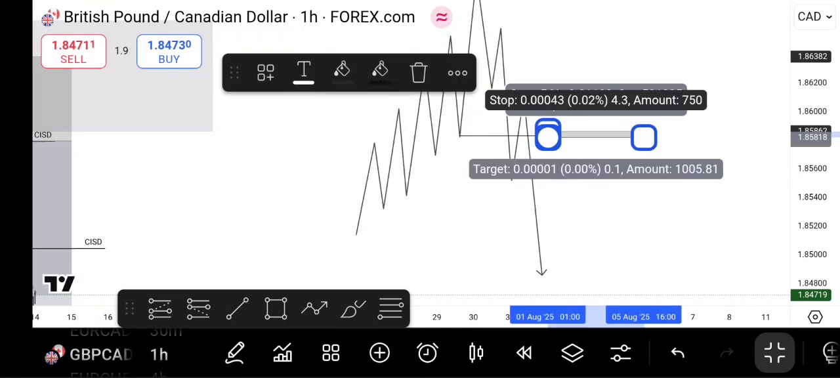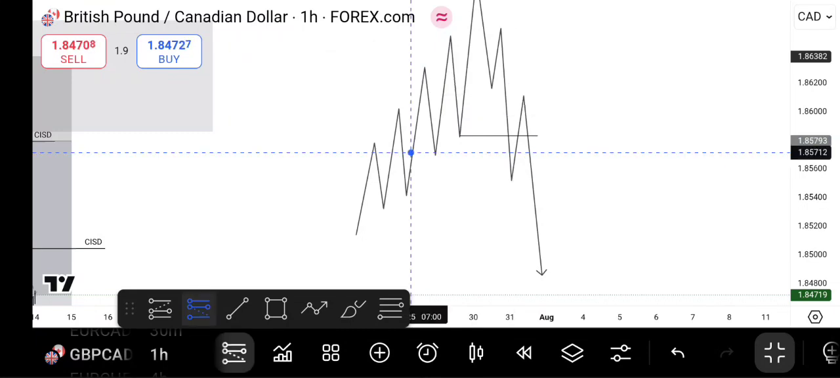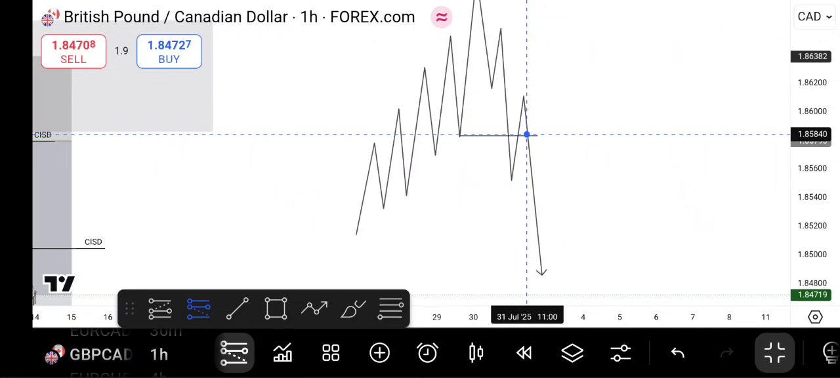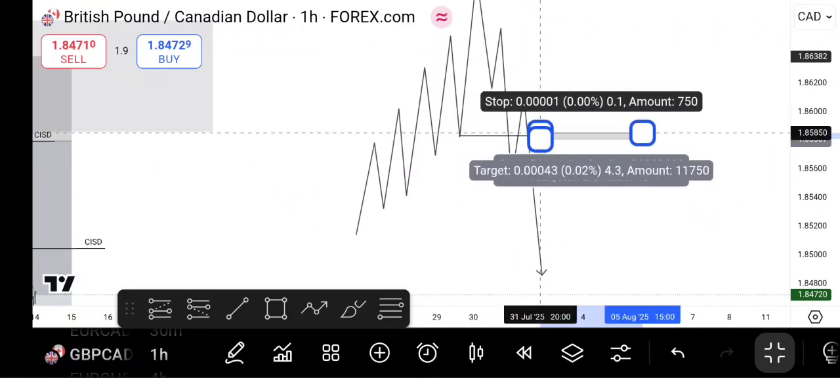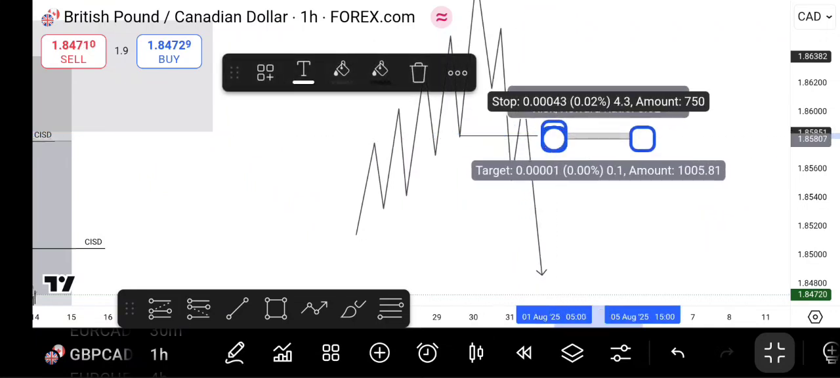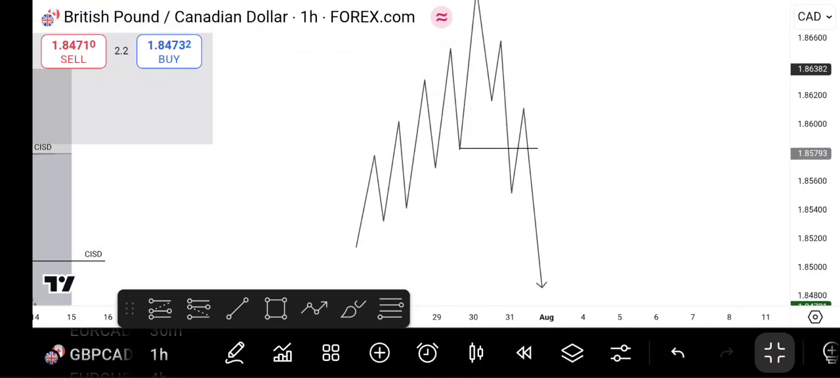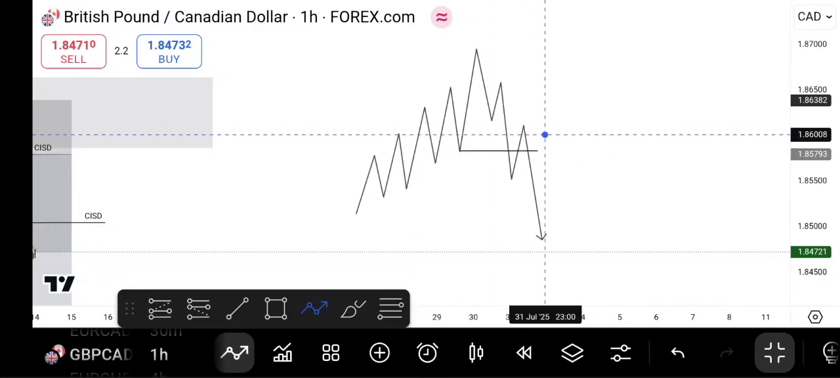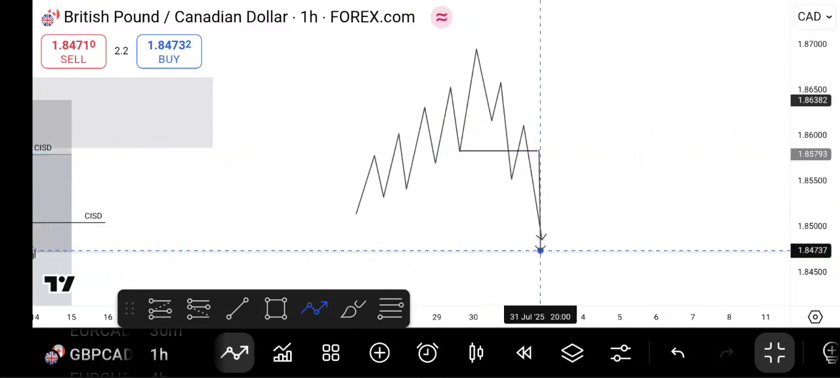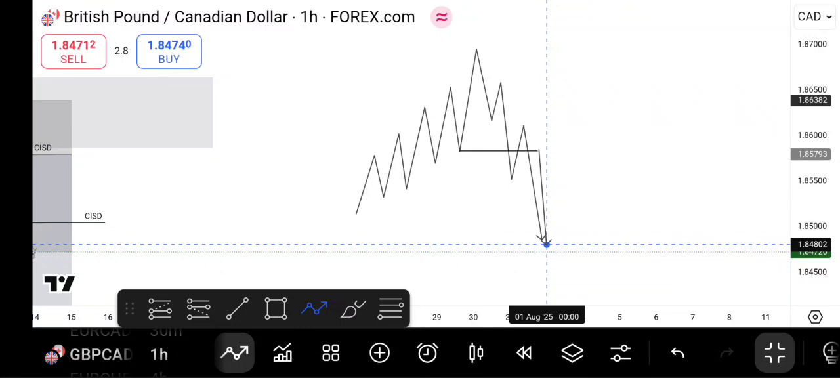Place your entry, targeting the low. I don't know what's wrong with this thing. What nonsense is this? So you place your entry at this place, targeting the low, this point of down place.